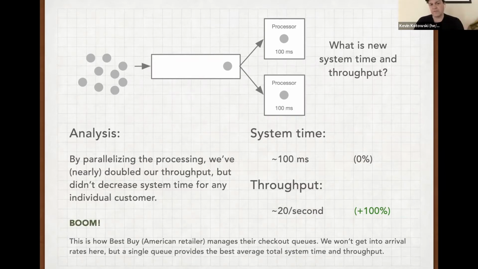This happens to be an example of how Best Buy, as an example, manages their checkout lines. I'm going to just mention again the arrival rate and things, but it turns out that having that kind of single queue and then feeding off to multiple processors provides the best average total system time and throughput. You don't have that problem of, oh, did I get in the slow lane or did I get in the fast lane? Everybody's in the same queue, and they're going through as fast as they can.